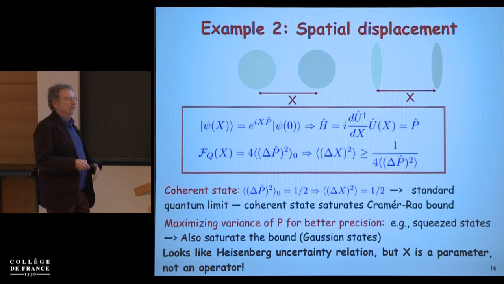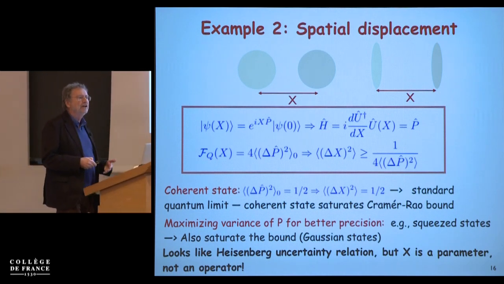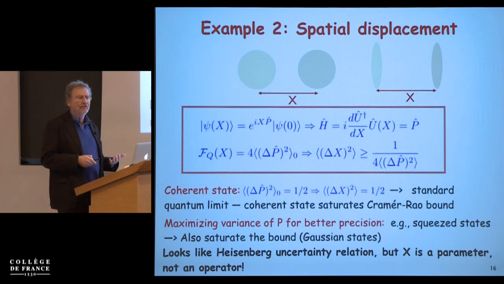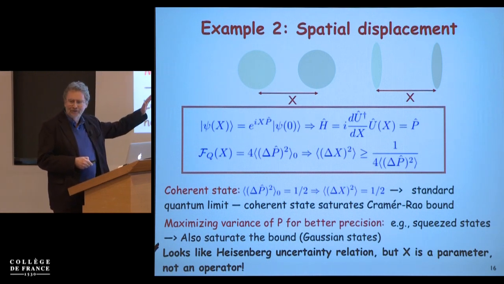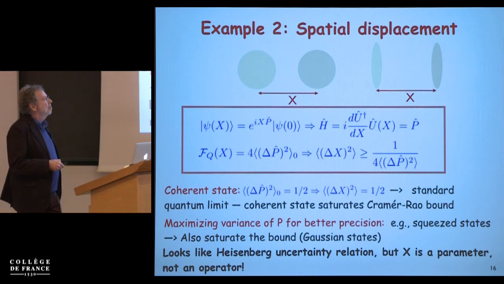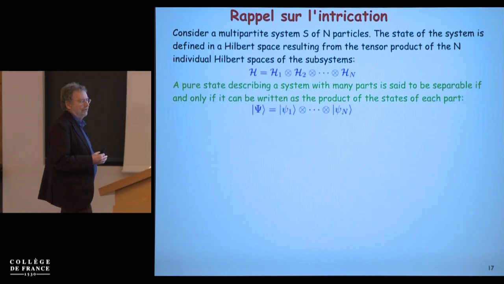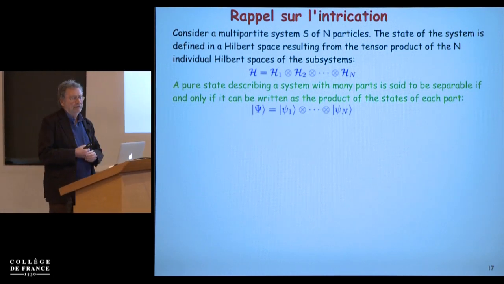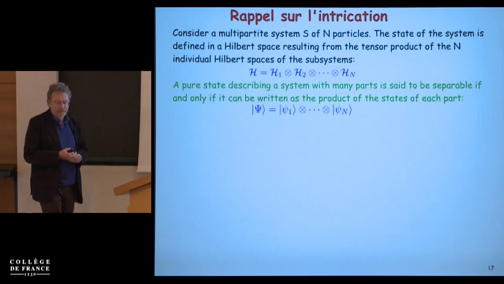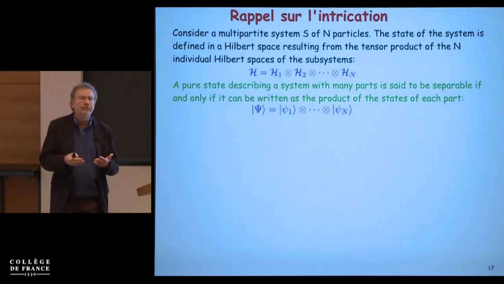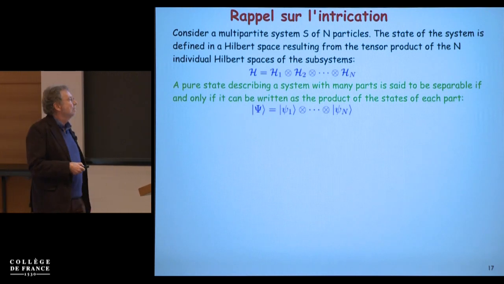Sometimes this has been called a generalized Heisenberg relation. I don't like this name because it may add to the confusion. It's just estimation of parameters, Cramér-Rao. So now I'm going to show you how this theory applies to entangled states. And in fact, I'm going to show you that entangled states help us to reach the Heisenberg limit.